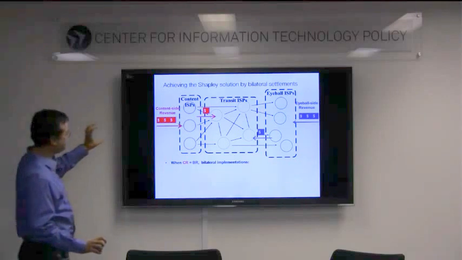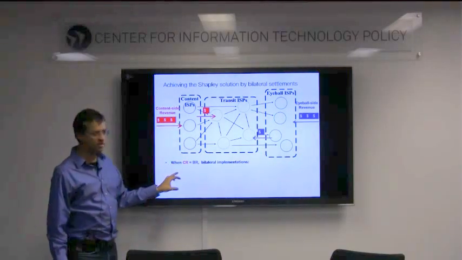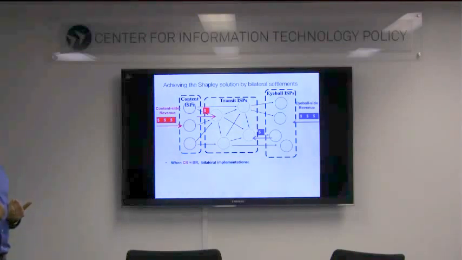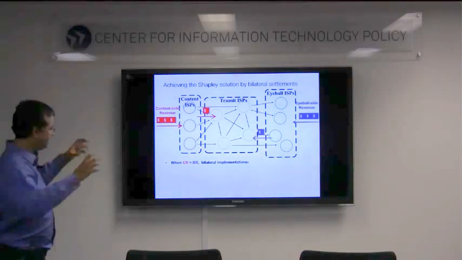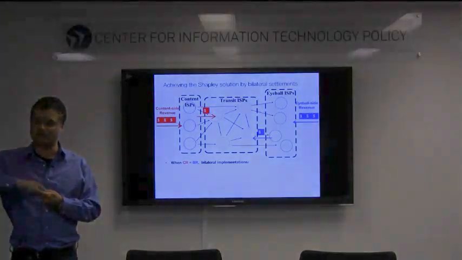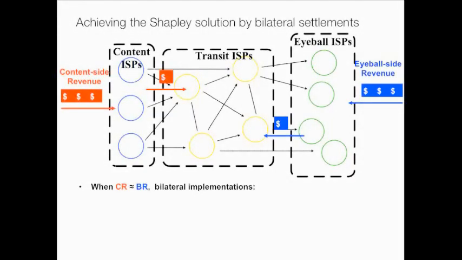Just by doing these bilateral payments, if the content revenue was roughly similar to the eyeball side revenue, you could achieve a solution which was the Shapley value solution. So that's the way to think about it: if you just did this bilaterally and you did not have an oracle sitting there computing Shapley values for you, saying you get this, you get that, and you just followed the natural order of things, with bandwidth being bought and sold, then you could get a stable solution.